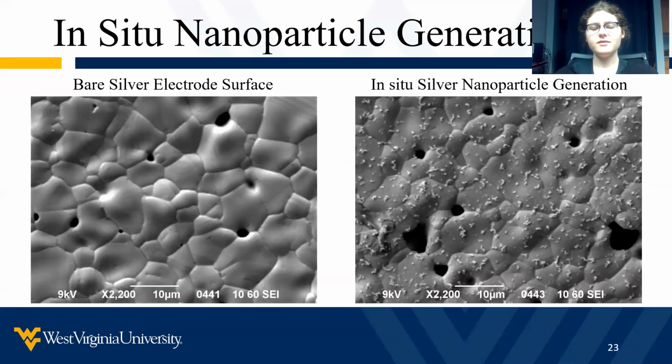We're able to see that this generation of nanoparticles does actually occur. We used an instrument called a scanning electron microscope to take pictures before and after the electrochemical process. And as you can see on the left, there are not nanoparticles, whereas on the right, after we have done the electrochemical process, nanoparticles have been generated.